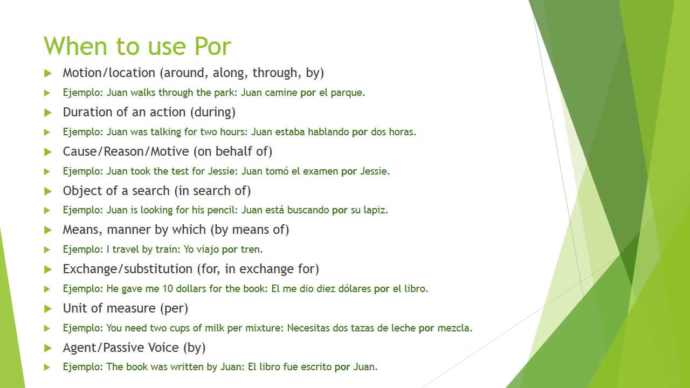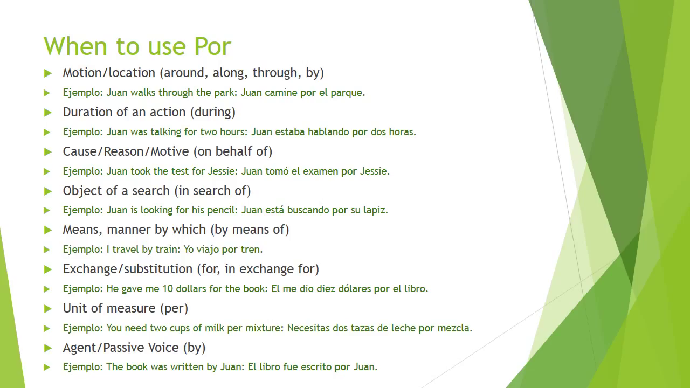When to use por. There are many different uses of por in a sentence. Eight are listed below. One is motion or location, when trying to say around, along, or through. For example, Juan walks through the park is Juan caminé por el parque. Second is the duration of an action. For example, Juan was talking for 2 hours. Juan estaba hablando por 2 horas.